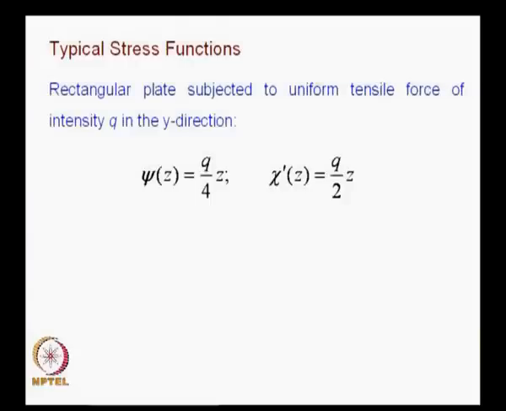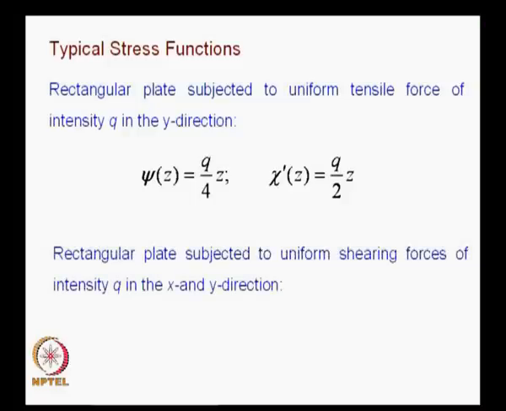For the same thing, if you want to look at it in complex quantities, you define psi and chi prime like this. Suppose I want to find the stress function for q in the x direction: psi of z remains the same, chi prime of z changes to minus q by 2 z. Suppose I have a biaxial loading situation, I can add these two stress functions. So, if I have a biaxial loading, what happens? Only psi exists, chi vanishes.